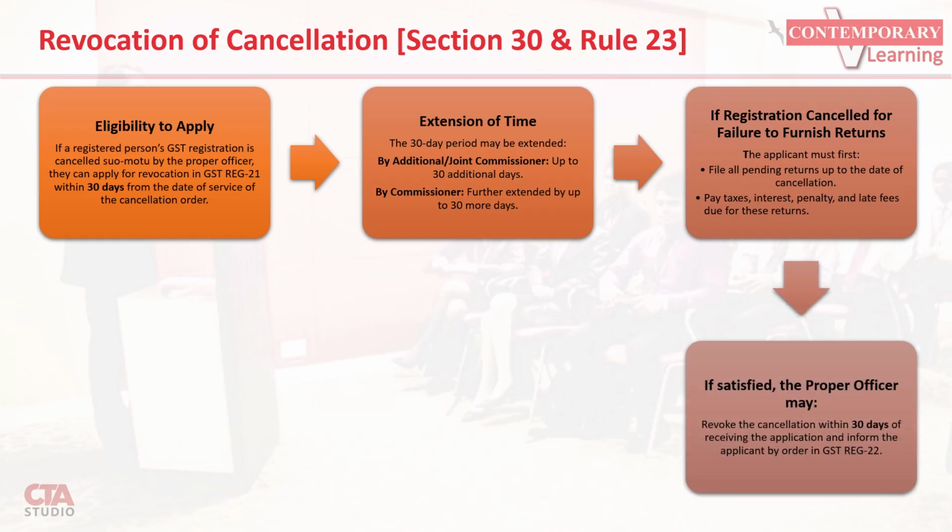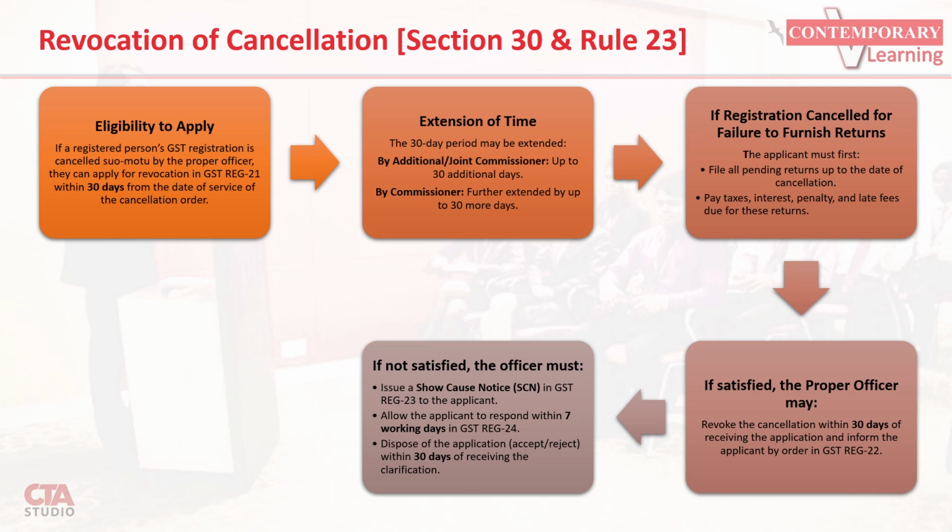Decision process. If satisfied, the proper officer may revoke the cancellation within 30 days of receiving the application and inform the applicant by order in GST REG-22. If not satisfied, the officer must issue a show cause notice, SCN, in GST REG-23 to the applicant, allow the applicant to respond within 7 working days in GST REG-24, and dispose of the application, accept or reject, within 30 days of receiving the clarification.